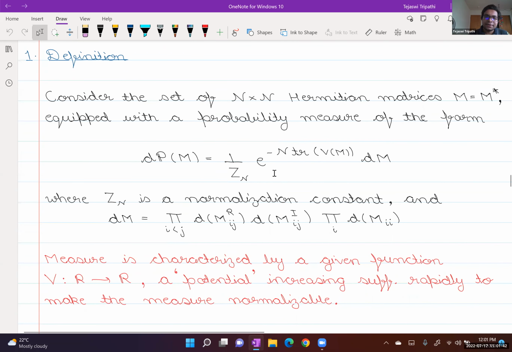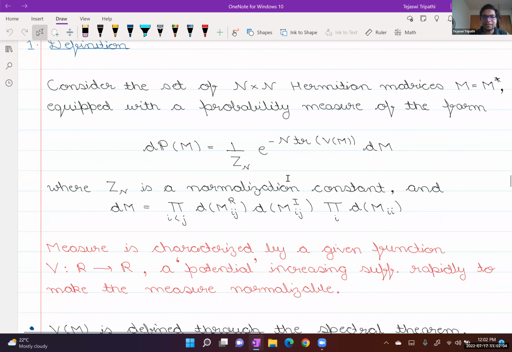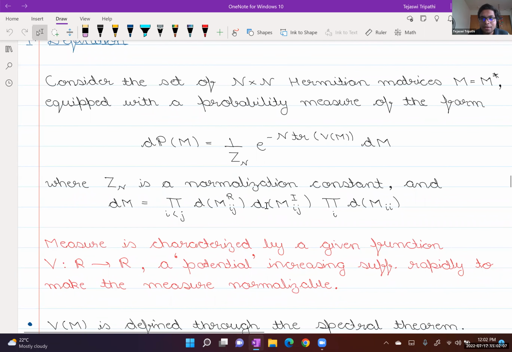So this measure is characterized by a function V, which we call the potential because it occurs in potential theory as well. And the conditions are to ensure that this Zn is well defined. So you want V to go to infinity at a rapid pace, so that this integral is finite. And that's all we need. Okay. For polynomials, you can define what V of M is, right? So if V of x is say x squared, then V of M is just M squared.